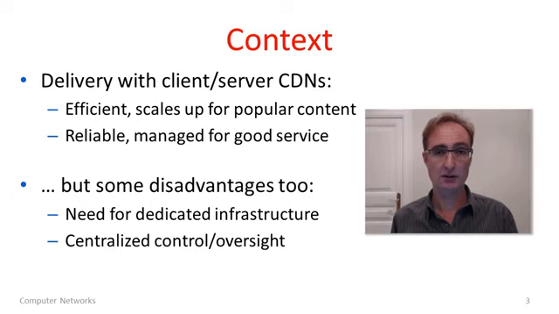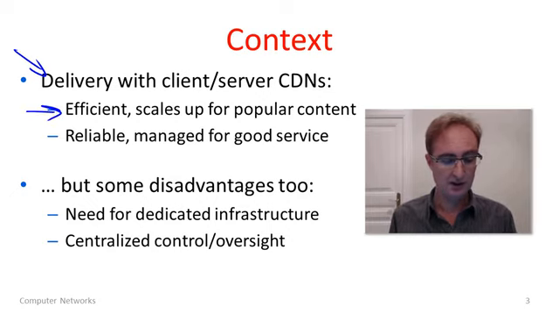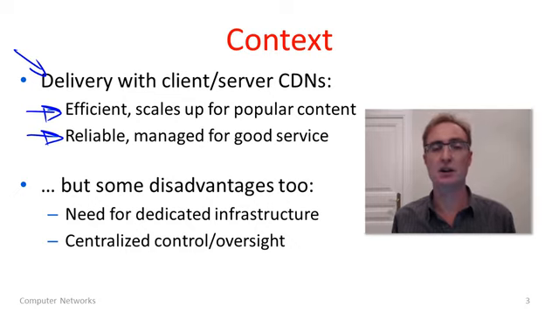So here's a little bit of context for where peer-to-peer systems came from. We've seen delivery with traditional client-server methods which have scaled up over time to become content distribution networks. These systems are efficient and they're able to scale up delivery for very popular content, and they work quite effectively. They're also quite reliable, and that's because they're a managed infrastructure. People pay for content delivery, so you can hire people to carefully administer all of these systems and run them well and make sure they provide good service.